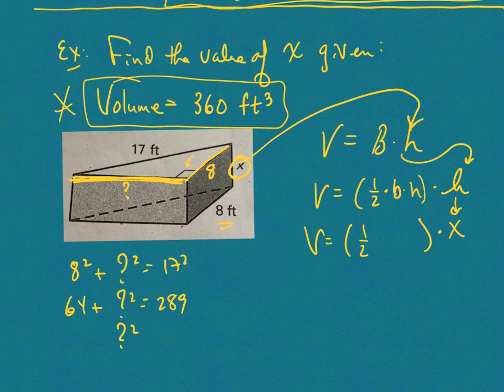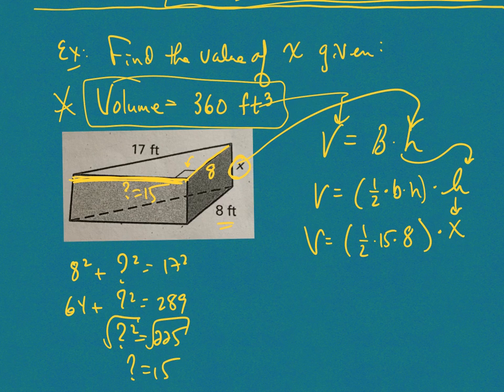And then what we'd have to do is subtract 64 from both sides. So that makes it 225. And then to take the square root of both sides, the missing side then is 15. And therefore, the base of the triangle is 15, the height of the triangle is 8. And again, we're told the volume, so I can actually use my deluxe eraser, and I can remove the volume and replace it with 360.